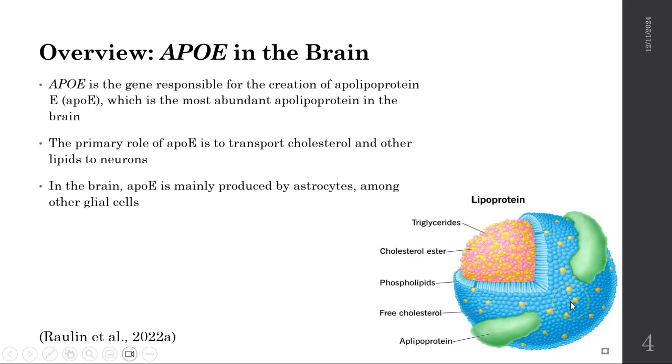Over here, we see the general structure of a lipoprotein. We see the phospholipid layer, which encases the hydrophobic cholesterol and triglycerides. And over here, we see the apolipoprotein, which wraps around the phospholipid layer and gives structure to the lipoprotein as a whole, allowing it to move within the aqueous environment of the brain and body.